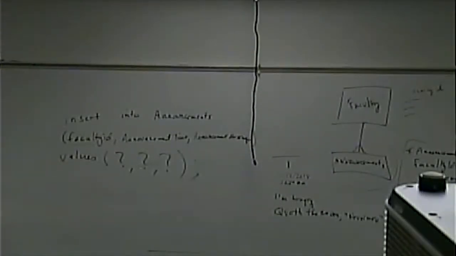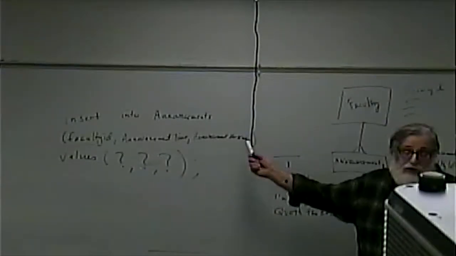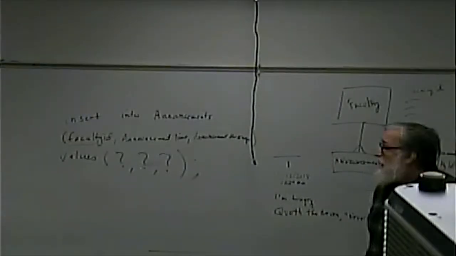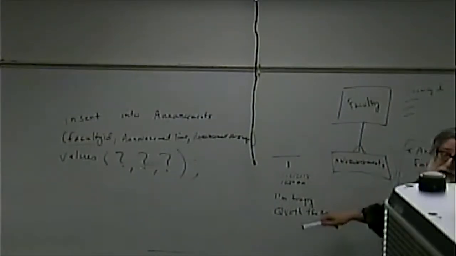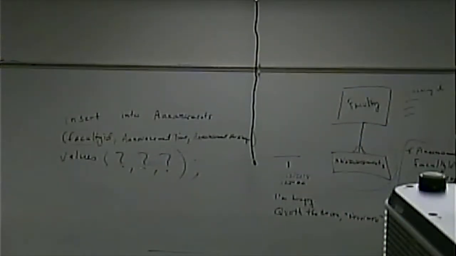Now, notice I don't have the announcement ID in there. Why do I not have the announcement ID in there? You don't know what it's going to be, and it's an auto number field. In other words, the database handles that for you. So I don't need to include an auto number field in that statement. It'll automatically give it the next number in the list. All right?